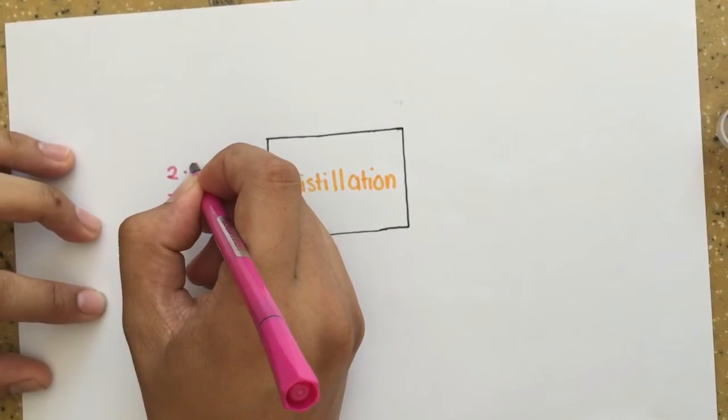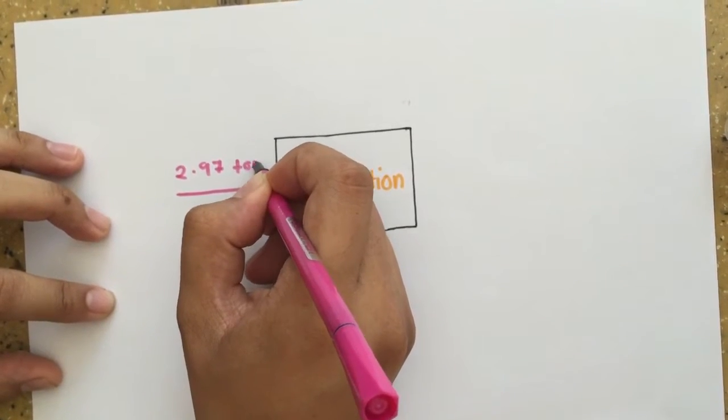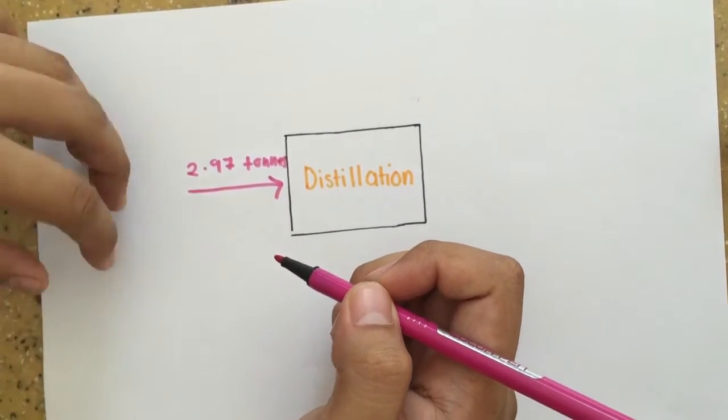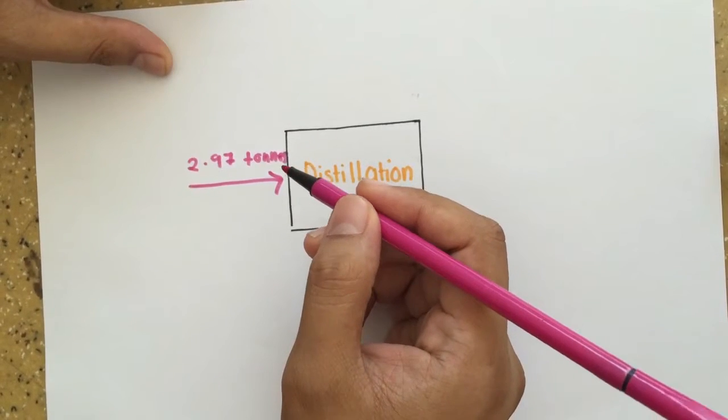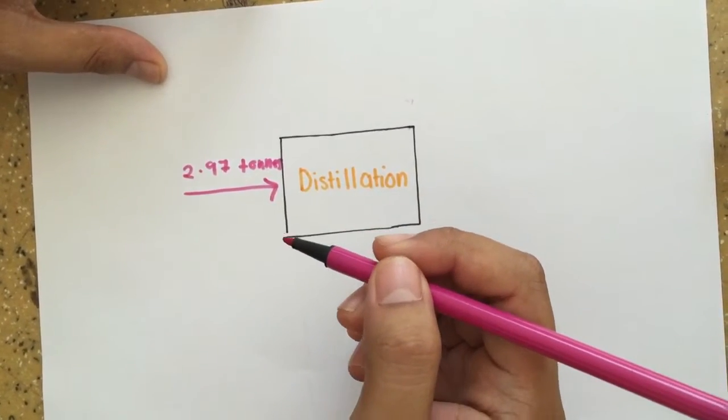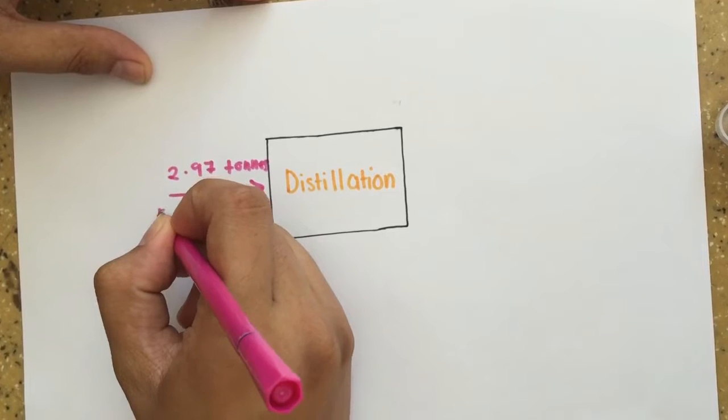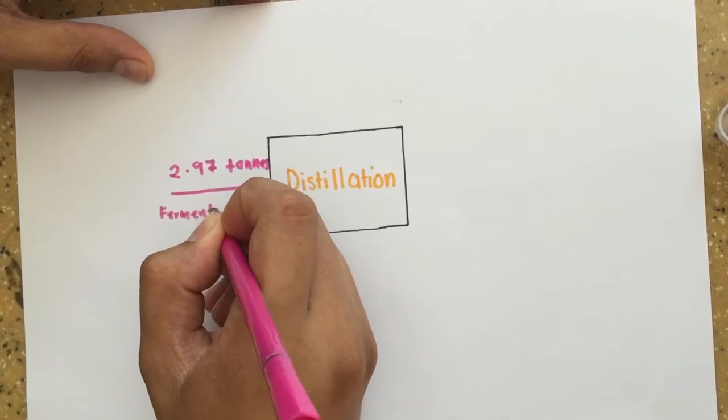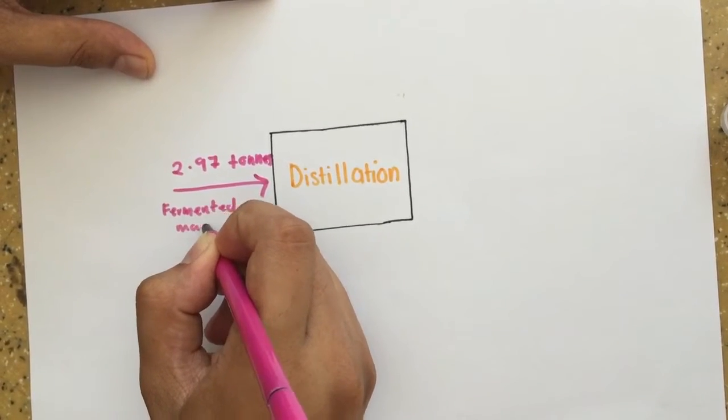The 2.97 tons of fermented mash produced from the fermentation process is fed into the distillation column.